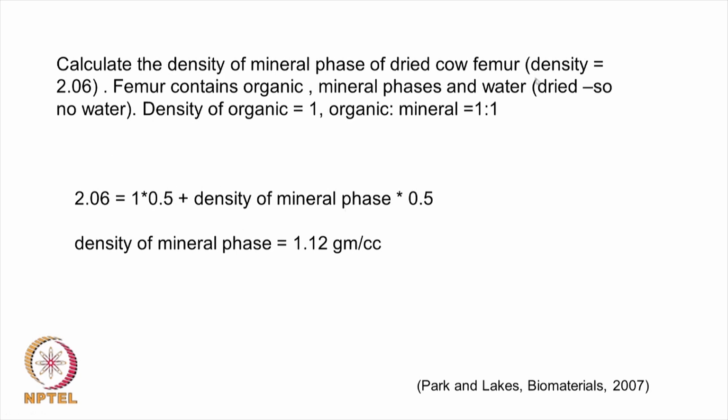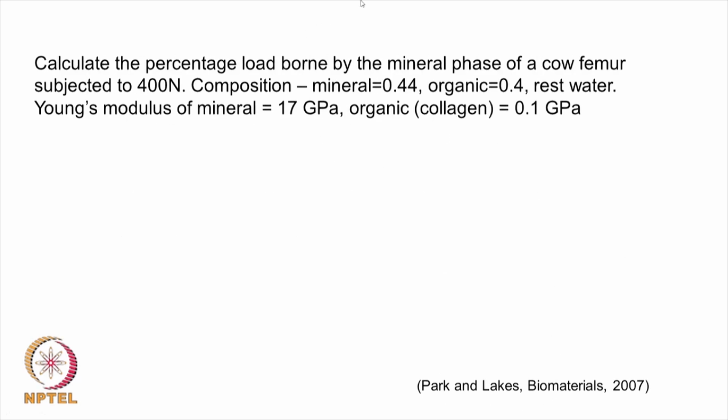So, the density of the femur is equal to volume fraction of the organic into density of organic plus volume fraction of the mineral into density of mineral. Water we have ignored because it is dried. So, the density of mineral is given as 1.12 gram per cc. This problem was taken from this reference. Let us look at another problem.